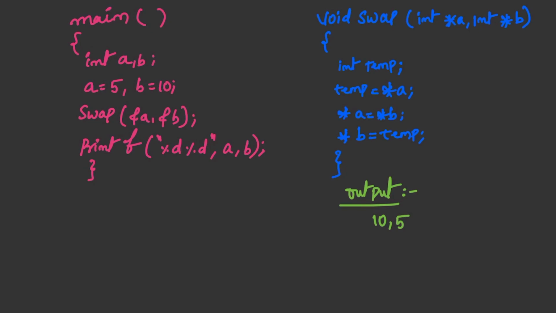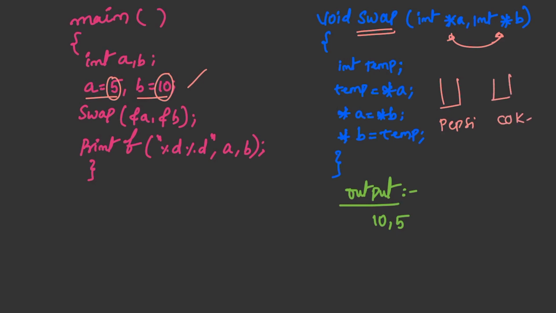Here we have two variables A and B, and the values are 5 and 10 respectively. We have defined a function swap so that the values of A and B are interchanged. If you don't understand the swap program, let me give you a brief overview. Suppose you have Pepsi in one container and Coke in another container, and a third container is empty. You just want to change the contents of one container to the other.